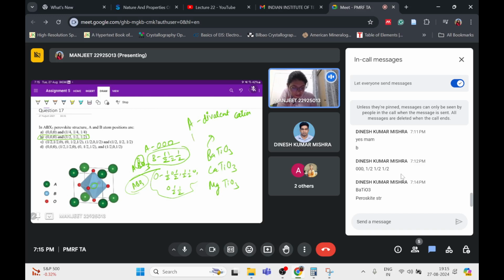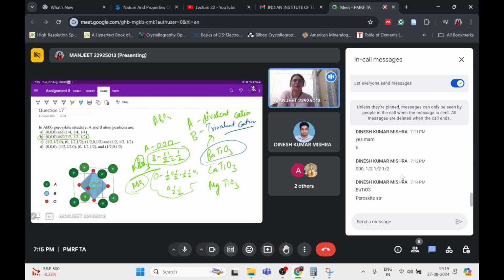and here B in ABO3 is your trivalent cation. So ABO3 is this barium titanate, calcium titanate, magnesium titanate. All are having the perovskite structure.